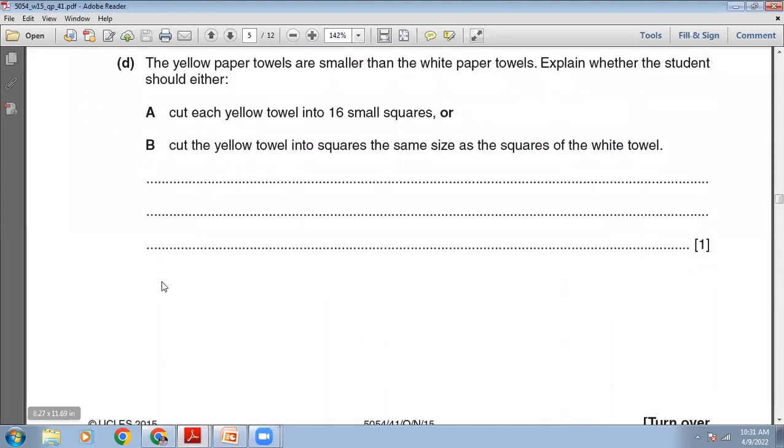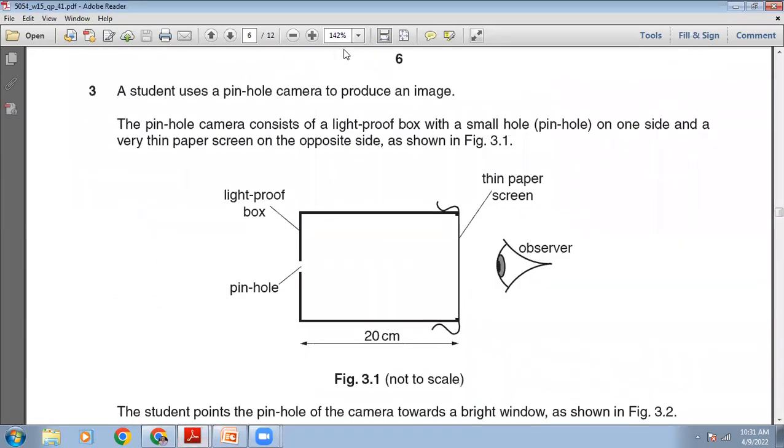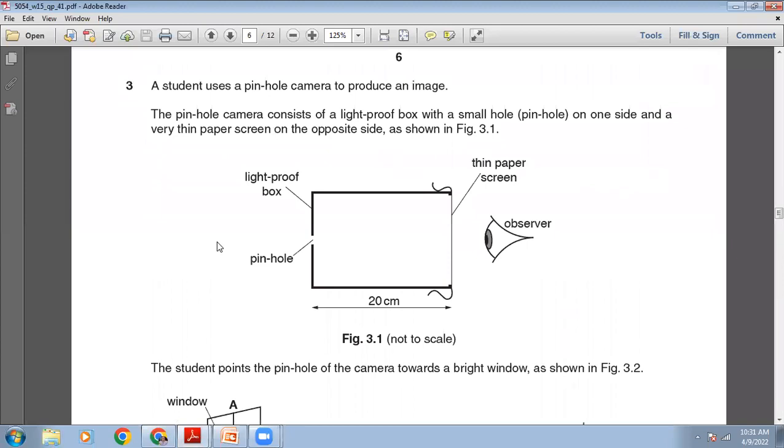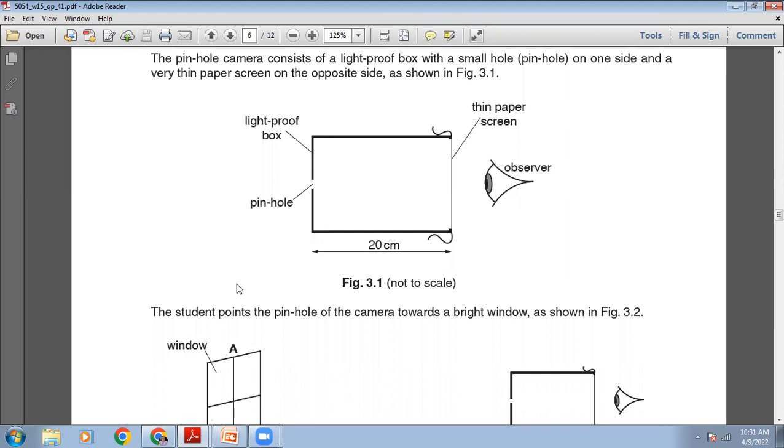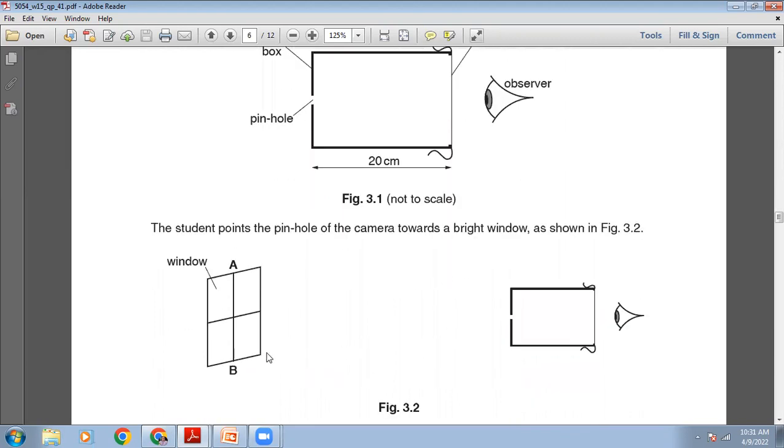Now we are going to the next question. The next question coming up on your screen is question number 3. The student uses a pinhole camera to produce an image. The pinhole camera consists of a light-proof box with a small pinhole on one side and a very thin paper screen on the opposite side, as shown in figure 3.1. The student points the pinhole of the camera towards a bright window, as shown in figure 3.2.